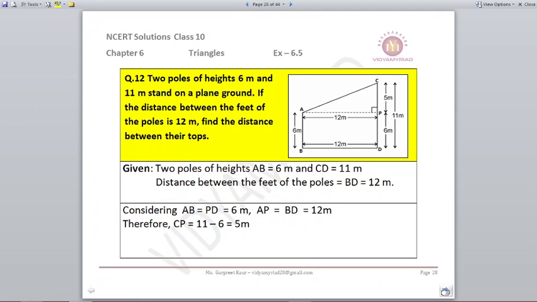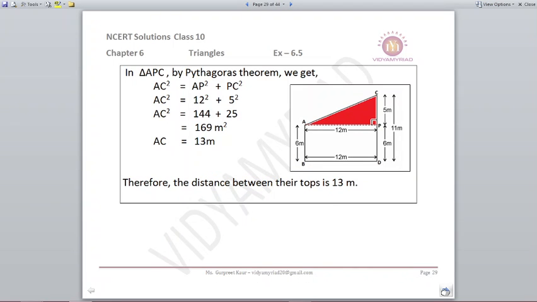So, how will I find CP? Total is given to me as 11. PD is 6. So, CP comes out to be 5. Simple, we have perpendicular also, we have base also. We can simply find the hypotenuse with the help of Pythagoras theorem, which states that AC square is equal to AP square plus CP square. So, we have 12 square plus 5 square, which is 169. So, AC comes out to be 13 meters. So, the distance between their tops, that is A and C, is 13 meters.